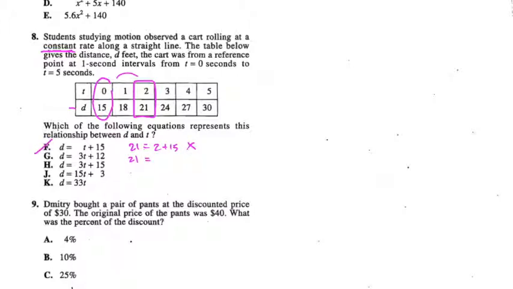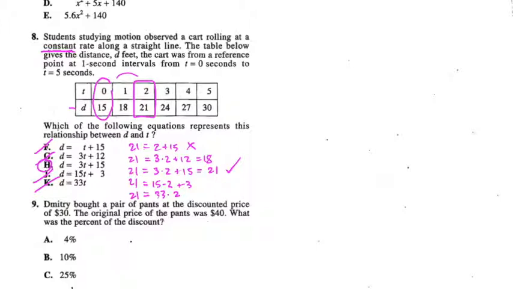21 equals 3 times 2, which is 6 plus 12. 6 plus 12 is 18. Again, not your answer. 21 equals 3 times 2 plus 15, which is 6 plus 15, which is 21. So that works. We'll keep that. And then 21 equals 15 times 2, which is 30 plus 3. Obviously not. And 21 equals 33 times 2, which would be 66. That is not your answer. So the answer here is H.